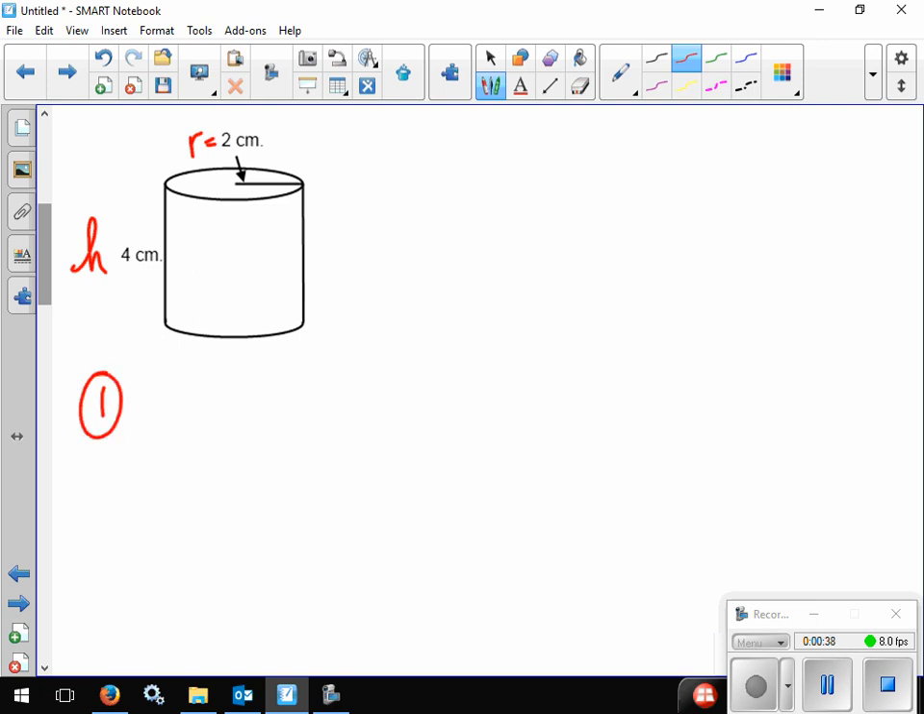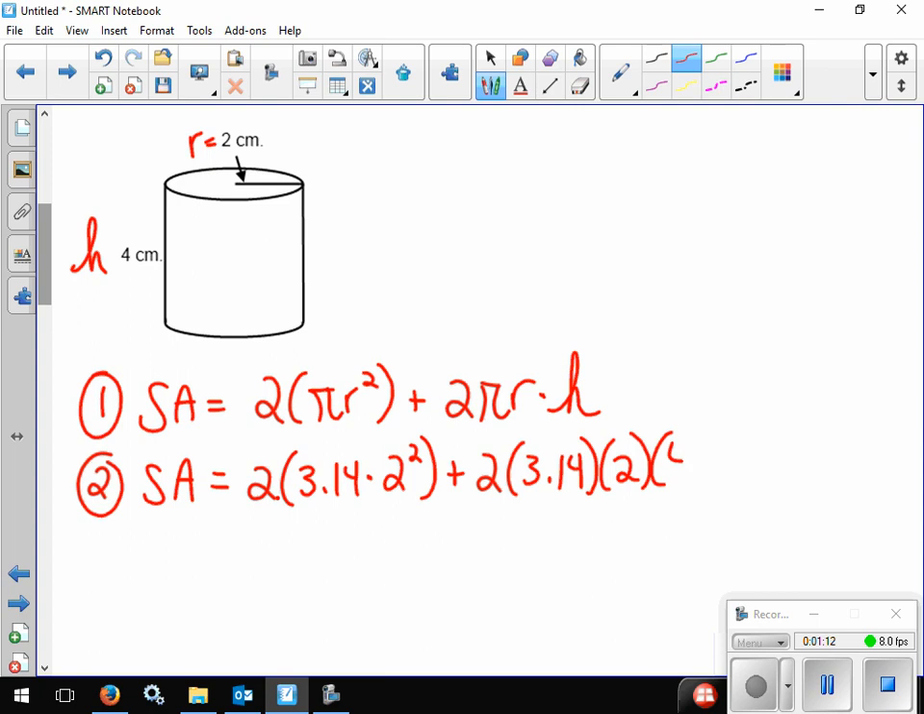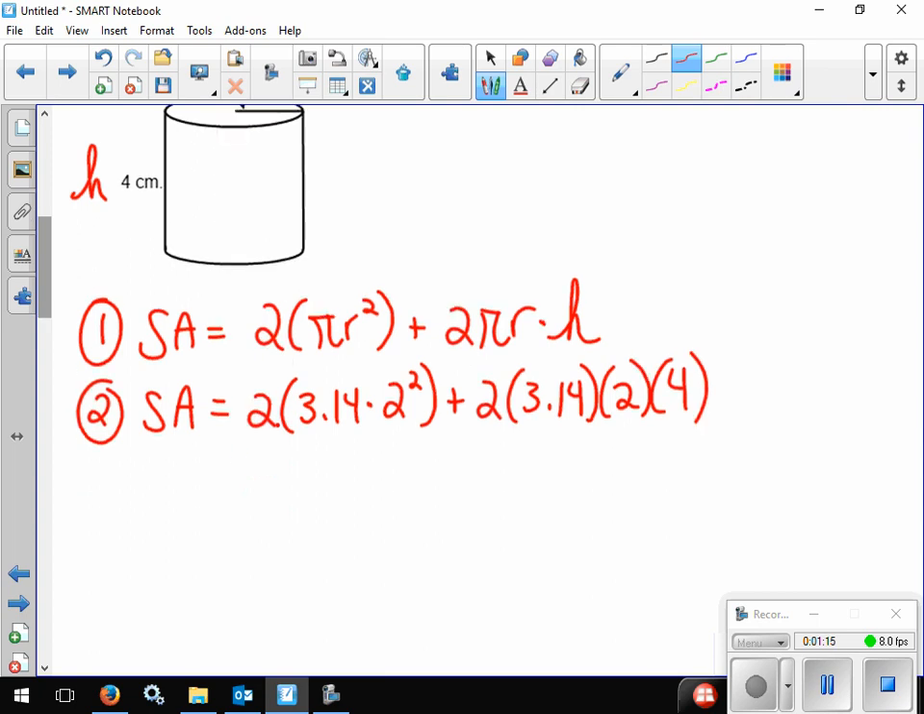So the first thing is, write the formula. So here, this is 2 times pi r squared plus 2 pi r times the height. Okay, so next step, number 2, surface area equals 2 times 3.14 times r squared plus 2 times 3.14 times r times the height. Just simple numbers to get us started.